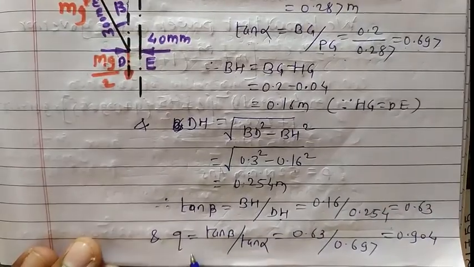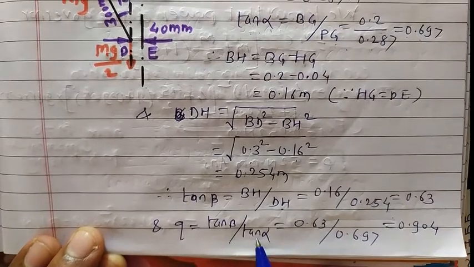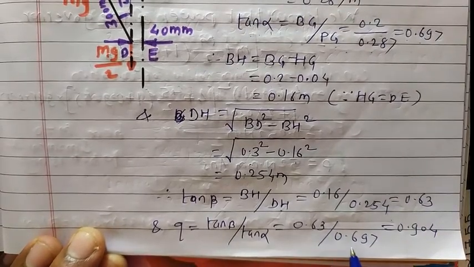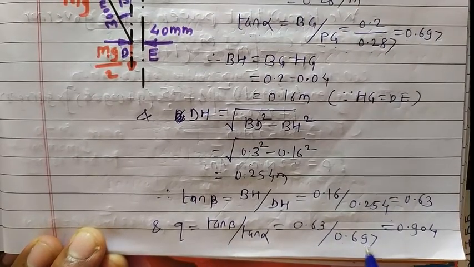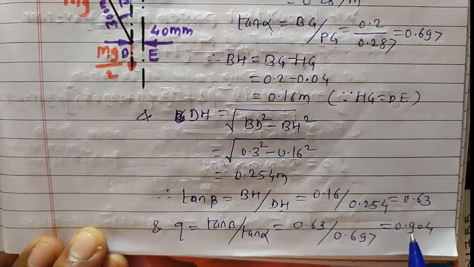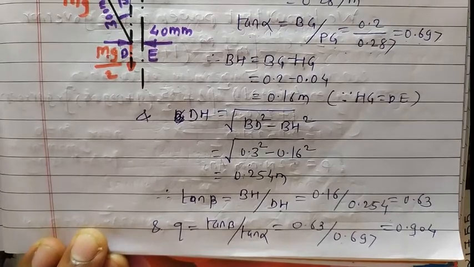So we can get Q equals tan of beta divided by tan of alpha, so equals 0.63 divided by 0.697. We can get the value for Q equals 0.904.